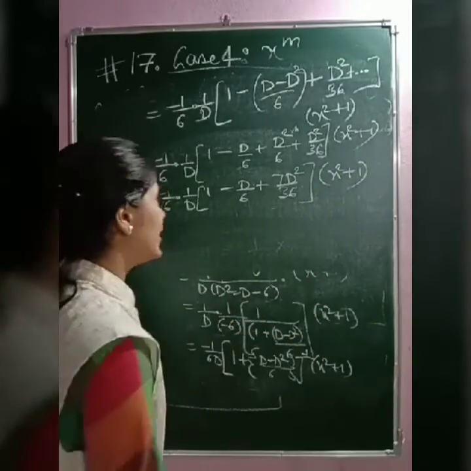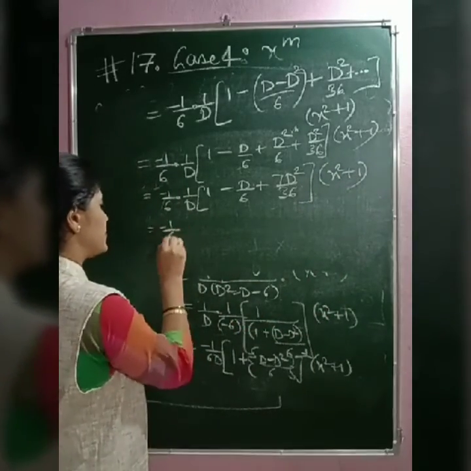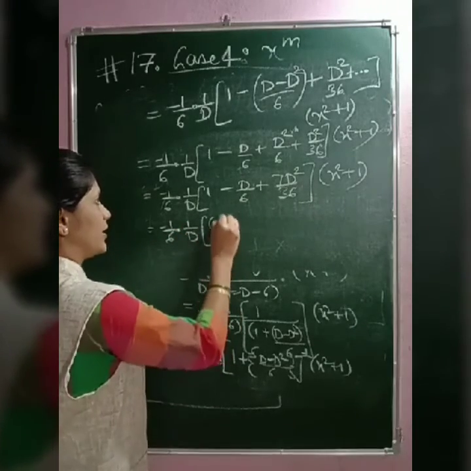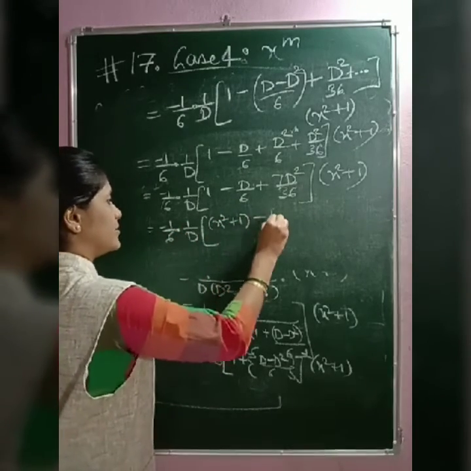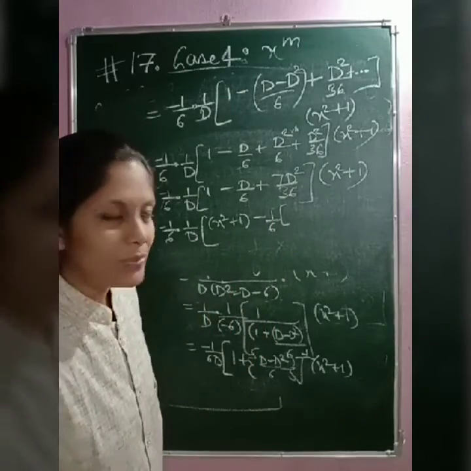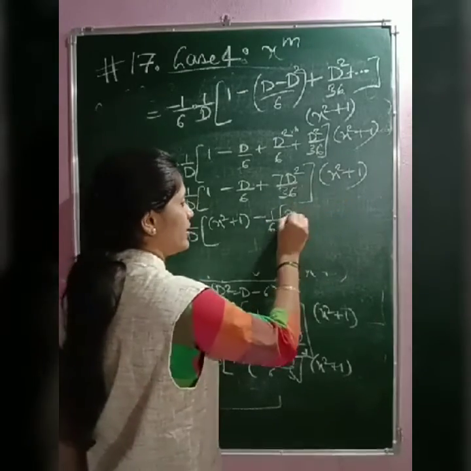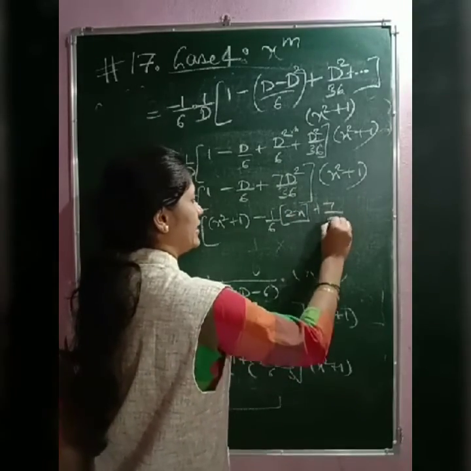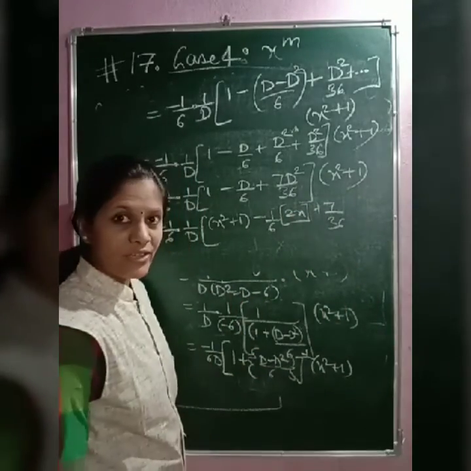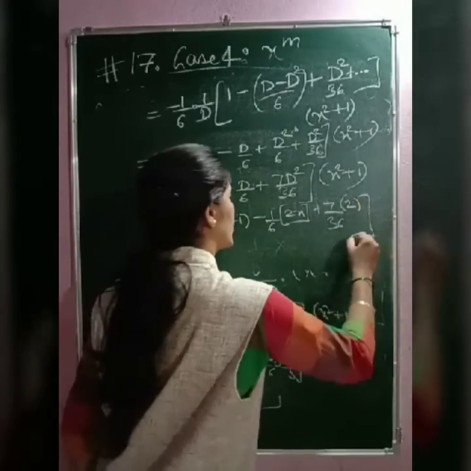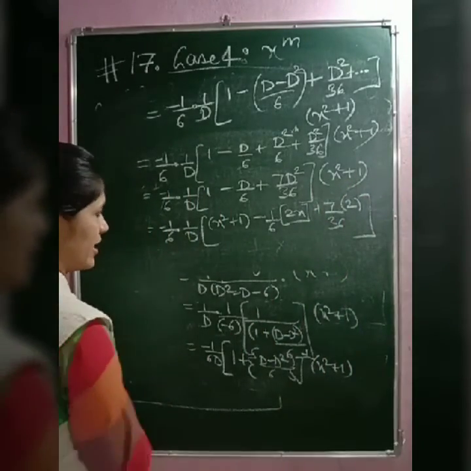Yes, now let us multiply. So minus 1 by 6 as it is, 1 by D as it is, 1 into x square plus 1, x square plus 1, minus 1 by 6 as it is. What is the differentiation of x square plus 1? Differentiation of x square is 2x, of 1 is 0, plus 7 by 36. What is 2 times the differentiation of x square plus 1? 2x, 2. So this is our answer.